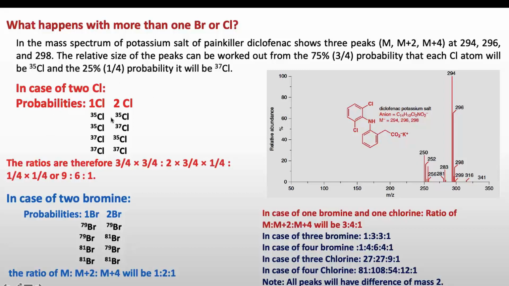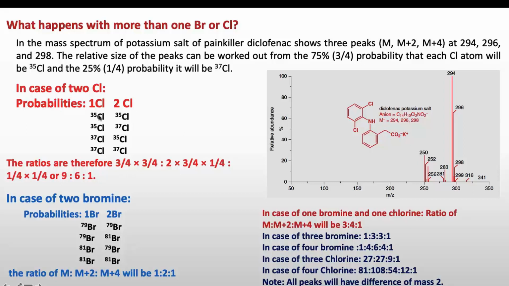So both chlorines can be 35, or one is 35 and the other one is 37, or the first one is 37 and the second one is 35, and then both can be 37. So these are all the probabilities for these two isotopes of chlorine in the case of two chlorines in our molecule like this. Then we will get the ratio 9:6:1 in the case of two chlorines.